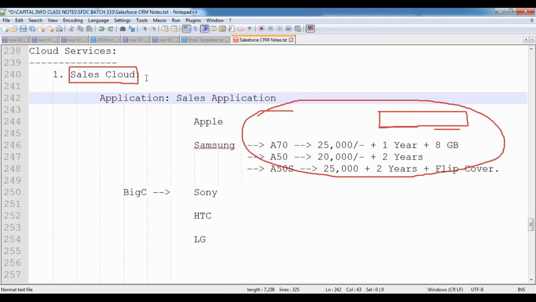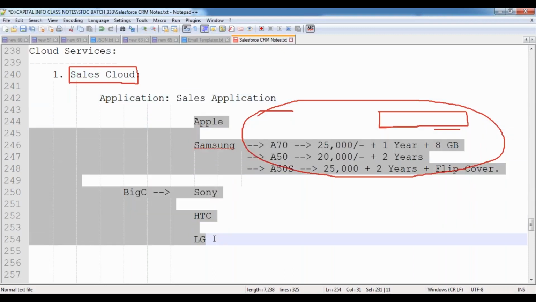Sales is a ready-made application which has been given by Salesforce as part of Salesforce CRM, which contains all the features inbuilt to automate all the sales-related processes. In order to automate all the sales processes which we are following inside the organization, we are using this Sales application. Ready-made features are available inbuilt inside this application through which we can automate our sales processes.